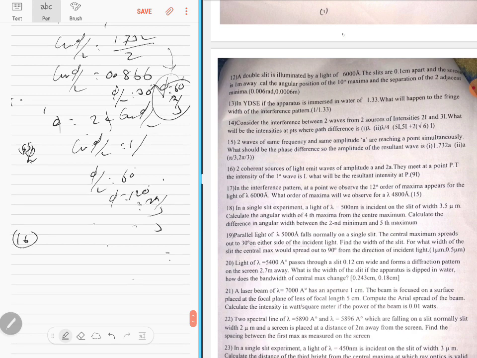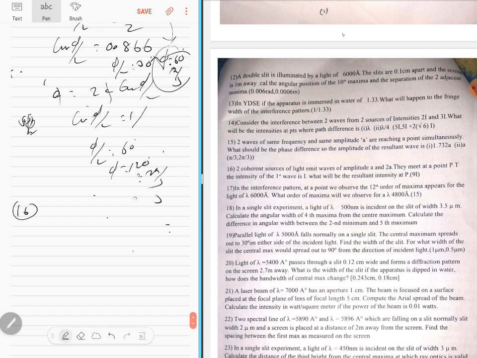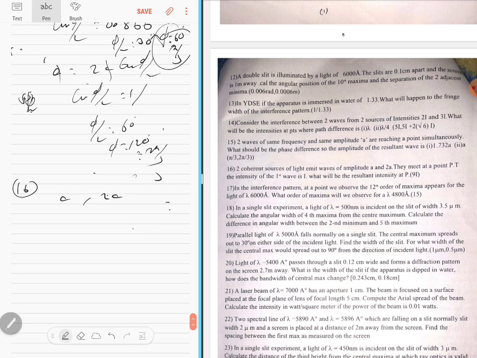Let's go to 16th question. Two coherent sources of light emit waves of amplitude A and 2A. They meet at a point P. Prove that the intensity of the first wave is I. What will be the resultant intensity at P? So we can find the resultant amplitude, root of A square plus 4A square plus 4A square cos phi.